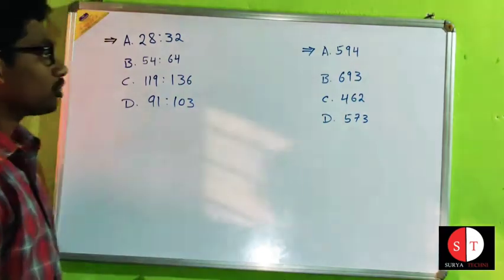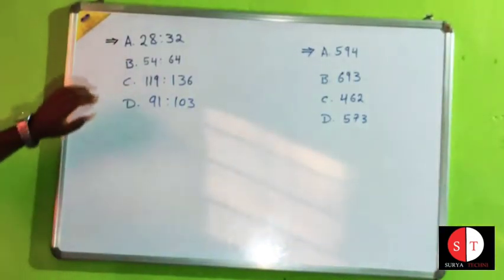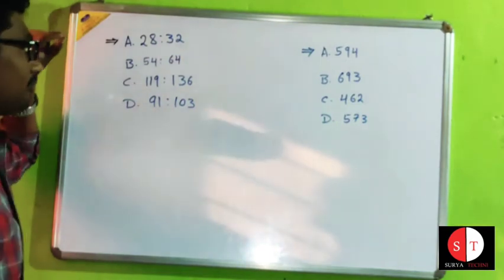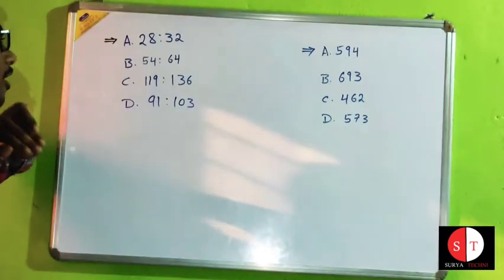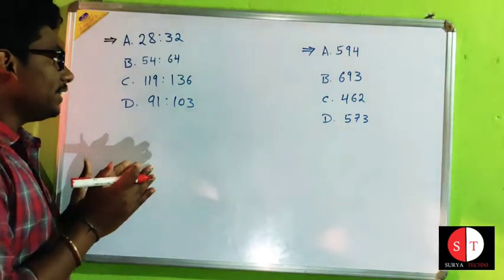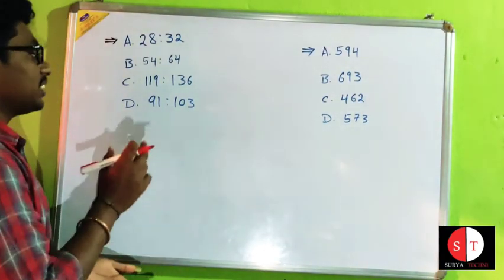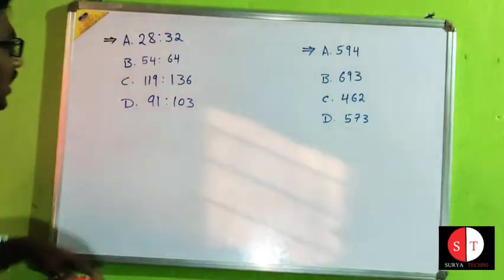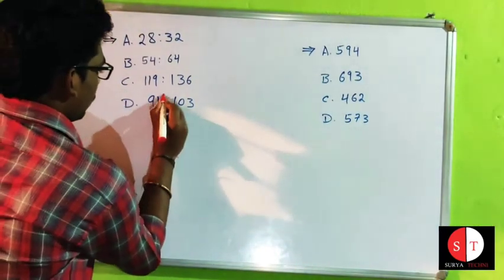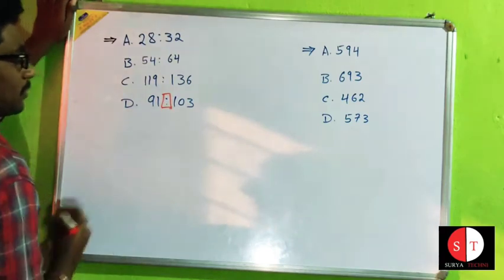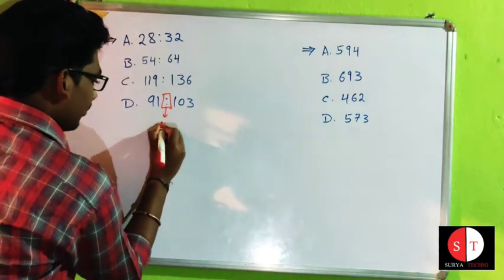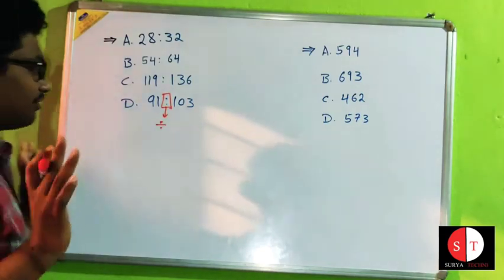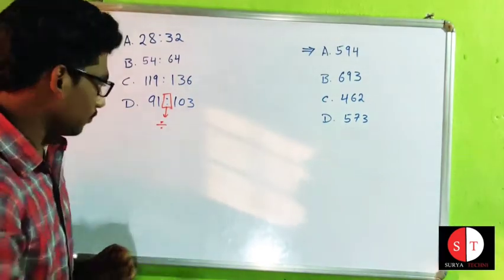Friends, now in this type of question you have to calculate. Option A is 28 is to 32, option B is 54 is to 64, option C is 119 is to 136, option D is 91 is to 103. So in this representation, the numbers are divisible. You have to think directly in your brain that they are divisible.